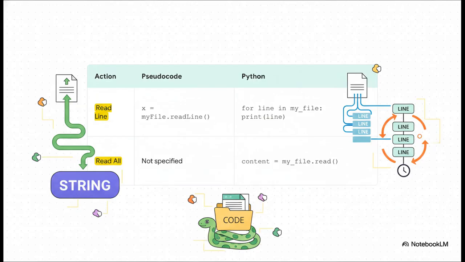And Python gives you a couple of really handy ways to do this. You can use the .read method to just slurp the entire file into one big string. Or, and this is super useful, you can use a for loop to go through the file one line at a time. That's perfect if you've got, say, a list of high scores or usernames, one on each line.